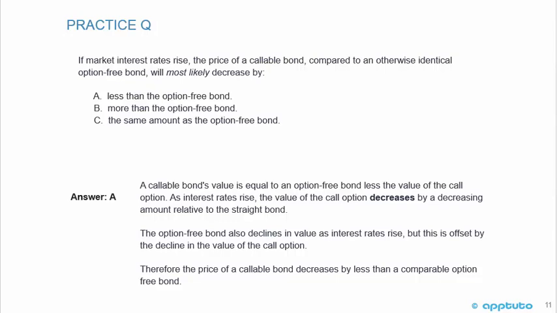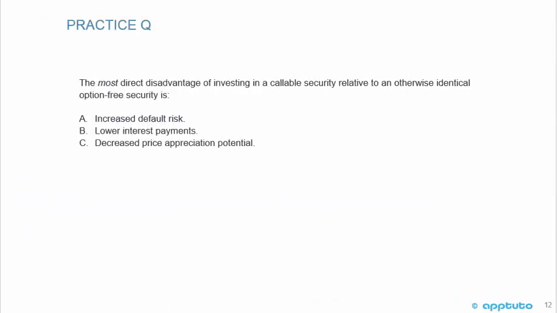Okay? So these are a little bit tricky. You just basically have to do some memorization work to understand that if interest rates rise, then what's going to happen to the price of a callable bond, that most likely decrease by less than the option-free bond. Okay? Another quick practice question here.